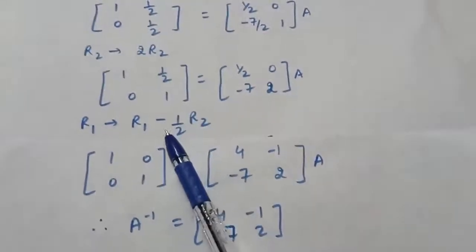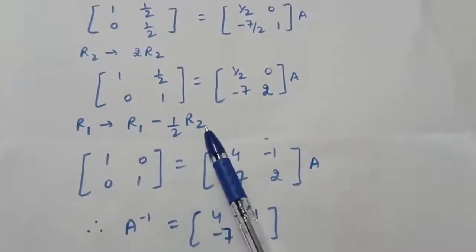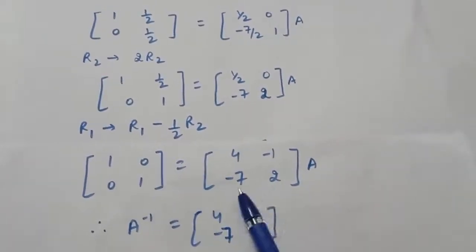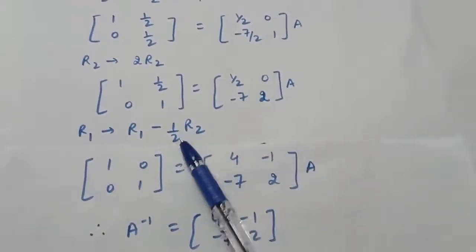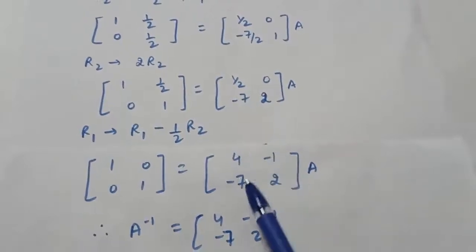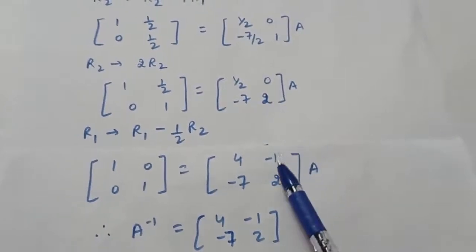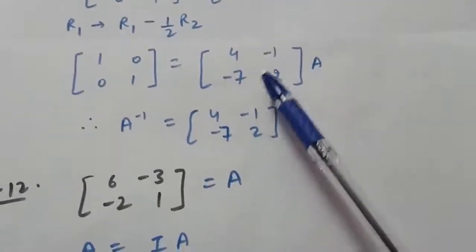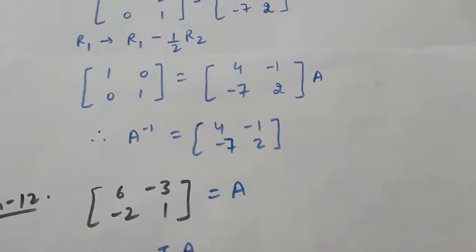Now because this element is 1, with the help of this, make this 1 by 2 as 0. For this, apply the row operation on row 1, R1 minus 1 by 2 times row 2. So this matrix will become the identity matrix, and in this row 2 will remain the same and row 1 will become 1 by 2 minus 1 by 2 times minus 7, which is 4, and 0 minus 1 by 2 times 2, which is minus 1. Therefore we can say A inverse is this matrix, because this is the identity, this is A into A inverse is identity, therefore A inverse is this matrix. Clear?